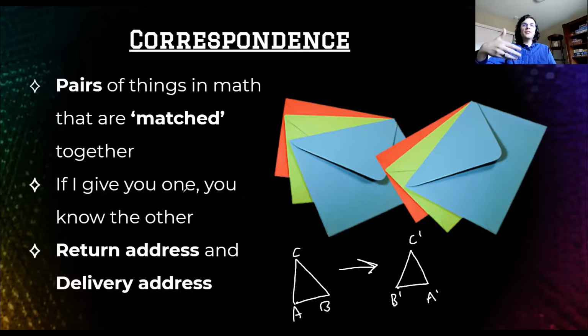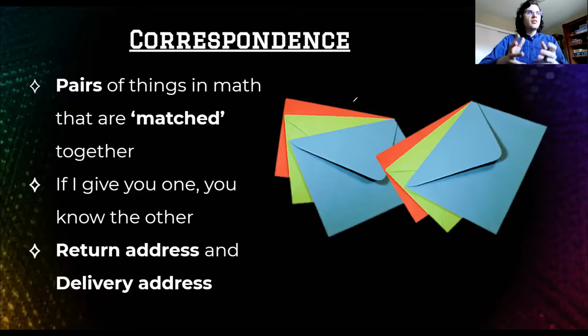It's essentially like giving you the return address and the delivery address. If I give you one, you know where to take the letter to drop it off at B prime. That's why they share the word with mail. It tells you where to go, okay?